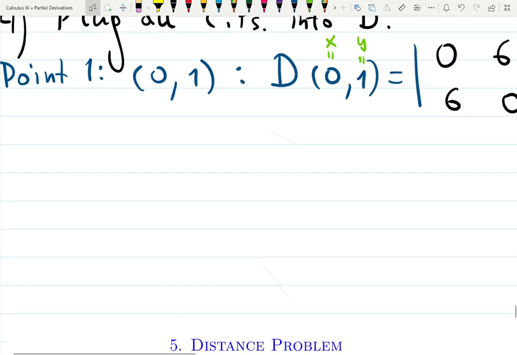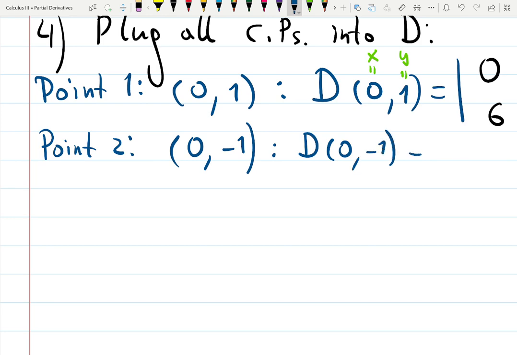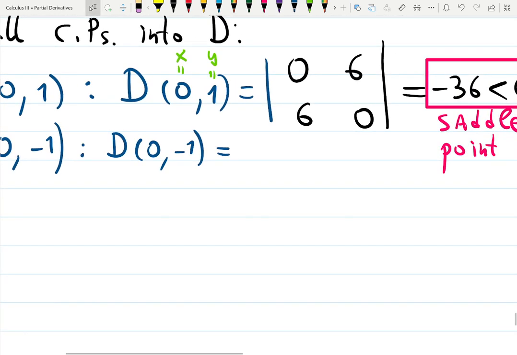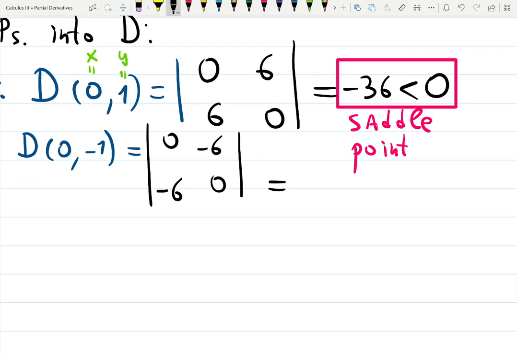Now, point number 2. How many points do we have? 4. Point 2 is 0 and minus 1. Very fast. Plugging 0 and minus 1: 0 makes everything zeros in the first diagonal, but minus 1 makes it minus 6 and minus 6, which gives me 0 minus 36. So it is still negative 36. Good job. Because minus 6 times minus 6 is plus 36, but the minus makes it minus. Funny?